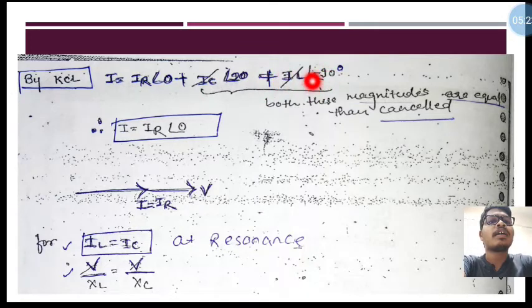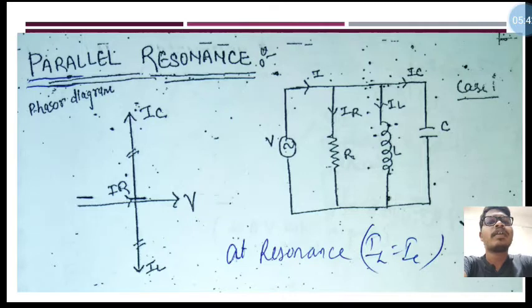If we take this phase angle to our imaginary part, then only the minus term will come here, and the IC and IL are the same, so they cancel each other. So after cancelling, we will get I is equal to IR angle 0. Okay, so this is the actual figure I have already shown here.